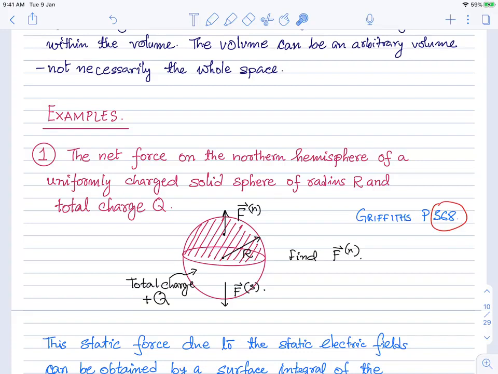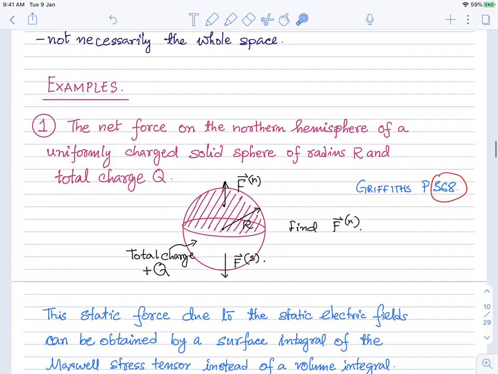And let's say we are interested in finding the total force on the northern hemisphere like this. If you are interested in finding the total force on the northern hemisphere, what can we do? We can find the individual forces, the electric fields at every point, multiply them with the corresponding charge density and then integrate over the volume. That is a volume integration that you can do and test to find what the answer is. So that's one volume integral that you can do.